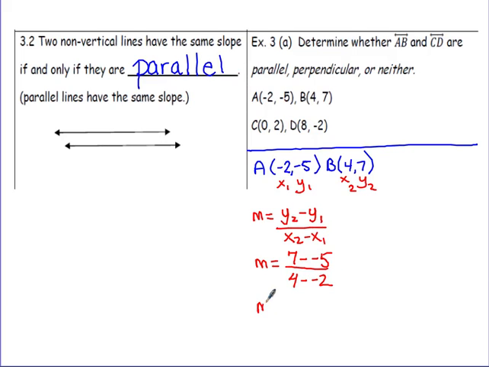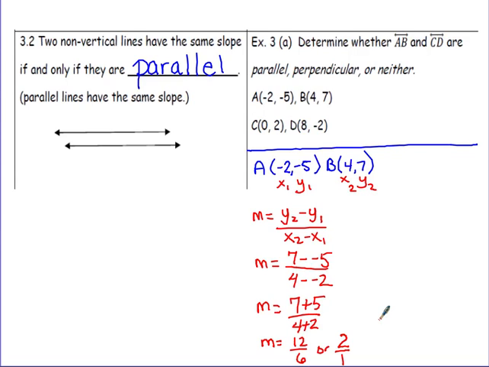Watch out for those double negatives. It turns into a positive. So we're going to have 7 plus 5, which is 12, and 4 plus 2, which is 6. And always simplify. 12 divided by 6 is 2. And you can write that as 2 over 1.